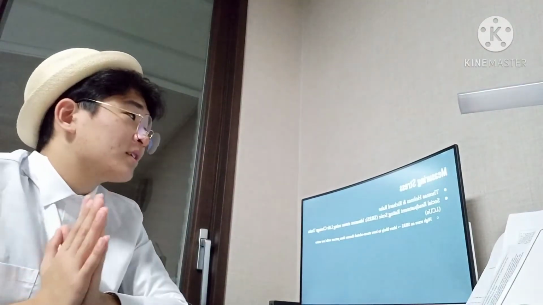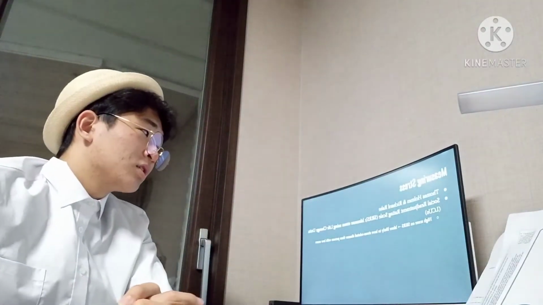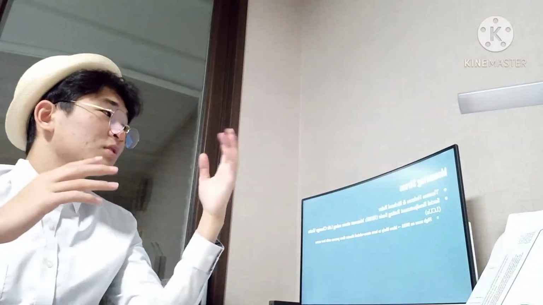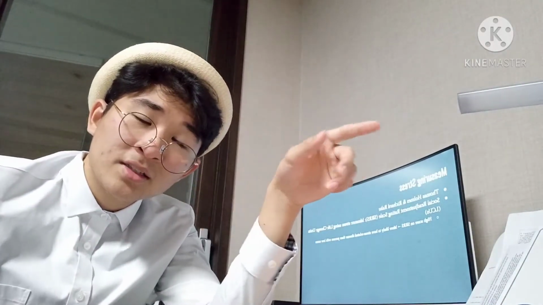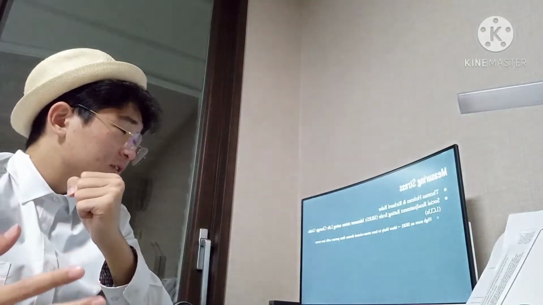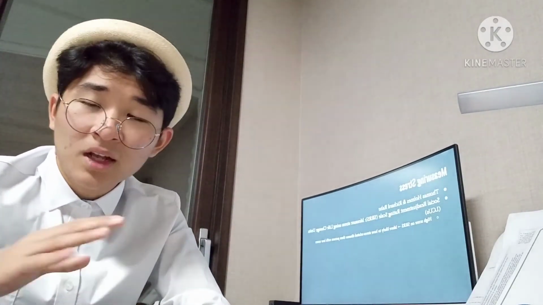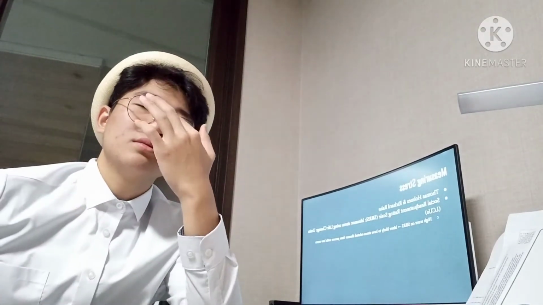And measuring stress was proposed by Thomas Holmes and Richard Rahe. They invented the first instrument, the Social Readjustment Rating Scale, also called the SRRS. It measured stress using life change units, which are just life change events in your life. For example, moving to another house, getting married, getting a new job, getting fired, just any life event was measured as a life change unit.